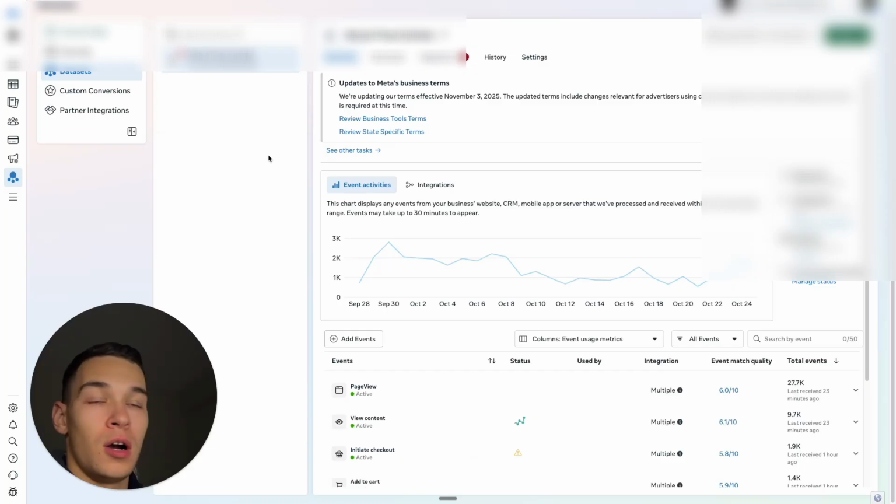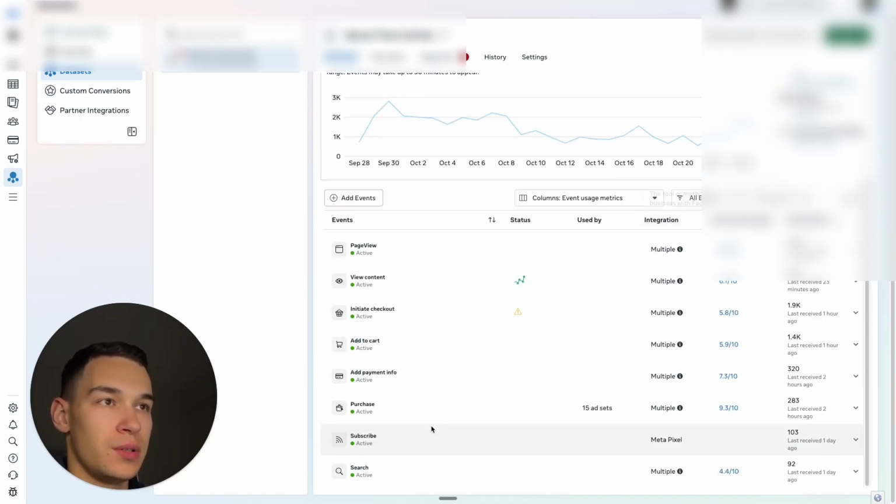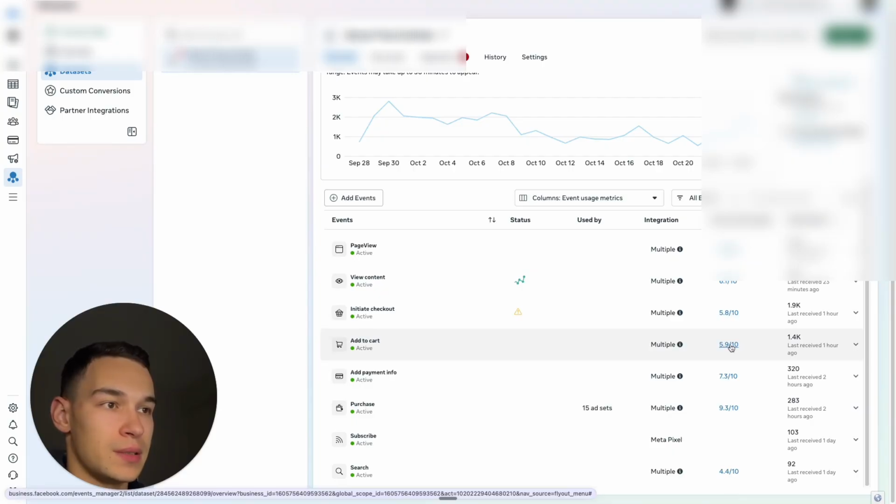All right, once you're in the pixel settings in the ad account, you need to scroll a bit lower and take a look at your event match quality. So for purchase, it should be ideally more than 9. Here we have a 9.3 out of 10, which is good. All right, then we have a bit lower on the add to cart level here. I would say it depends for each brand, but you need to have it as big as possible.